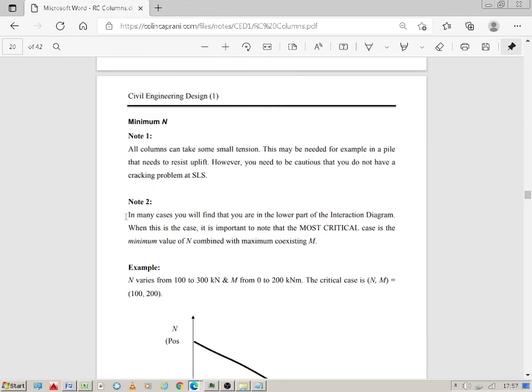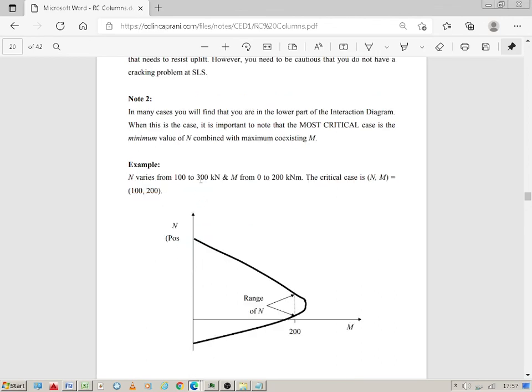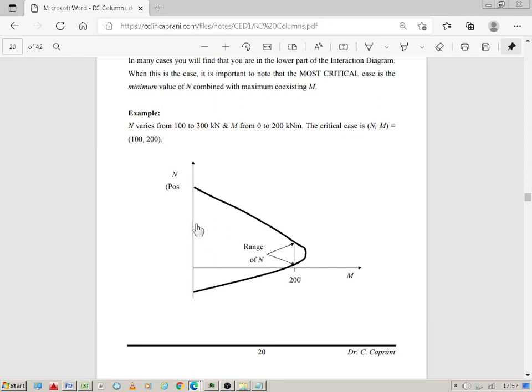Note 2, in many cases you will find that you are in the lower part of the interaction diagram. When this is the case, it is important to note that the most critical case is the minimum value of N combined with maximum coexisting M, i.e. example, N varies from 100 to 300 kilonewtons, M from 0 to 200 kilonewton meters. The critical case N, M is 100, 200. And so on this one it's got y-axis is N, x-axis is M, range of N with M equals 200.